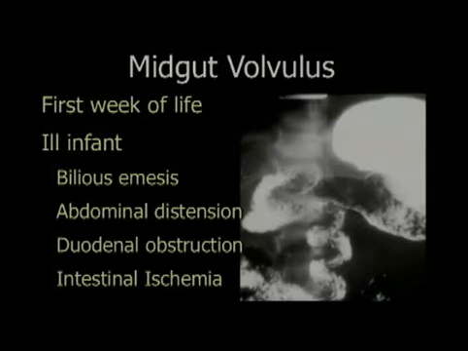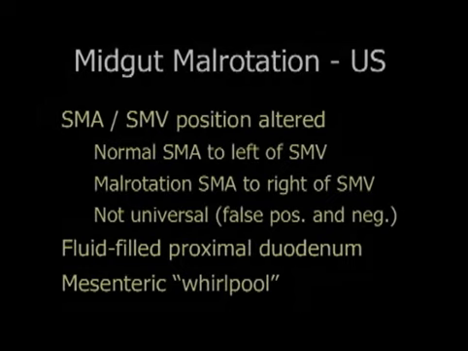These children usually present in the first week of life, although they can present at any time. These kids are typically ill with bilious emesis. They have varying degrees of duodenal obstruction, and depending on the severity of the volvulus and how long it's gone on, varying degrees of intestinal ischemia. So while this is typically a diagnosis for upper GI and not ultrasound, there are things we can tell with ultrasound, and I think it's worth looking at in any child with vomiting.